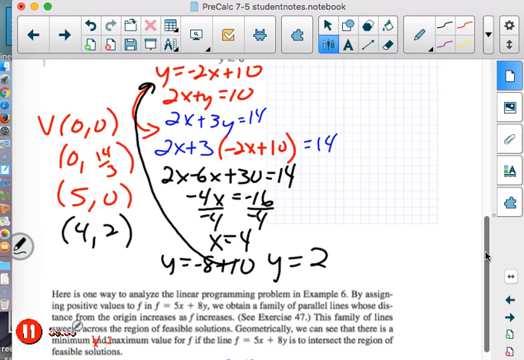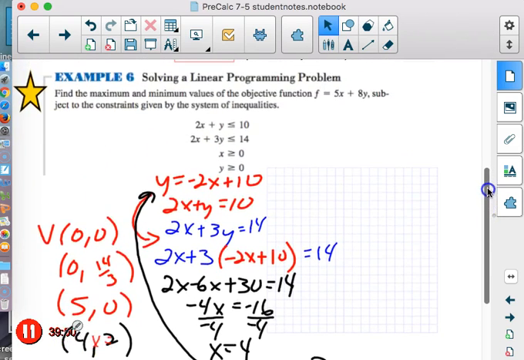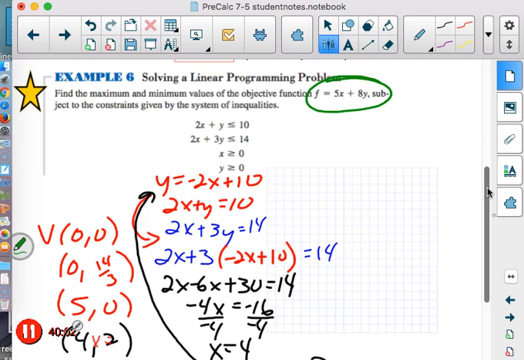So the other 3, we could see them. We knew what they were. But this one, kind of hidden. So now, let's see what they wanted us to do with this. It said, if this is a linear programming problem, find the maximum and minimum values of the objective function. Oh, there it is. The objective function. F equals 5x plus 8y. That's what you're trying to achieve.